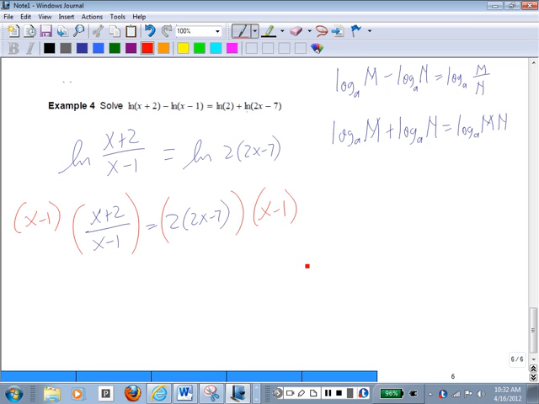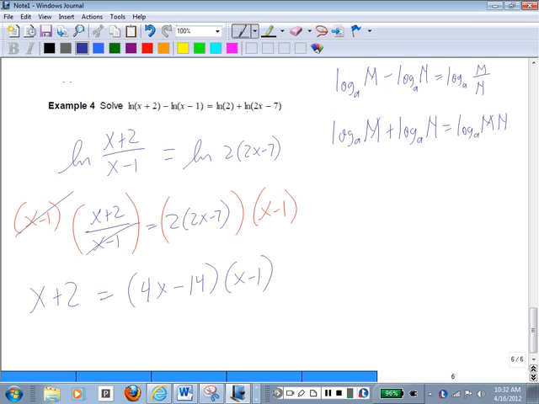Honestly, I should have copied and pasted that down there, but I didn't, so I'll live with it. For the sake of space, divide out the x minus 1s, and we have x plus 2 equals... I should probably go ahead and multiply this out a little bit. I'm going to distribute the 2 across the parentheses to get 4x minus 14. And then next we'll need to FOIL that with the x minus 1.